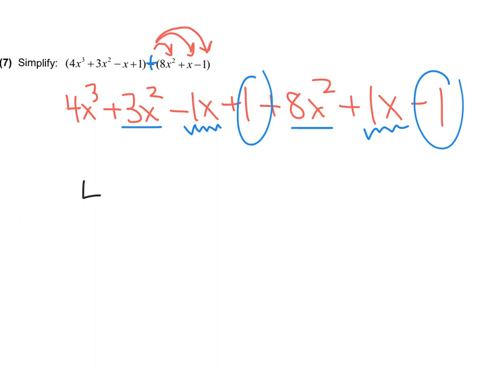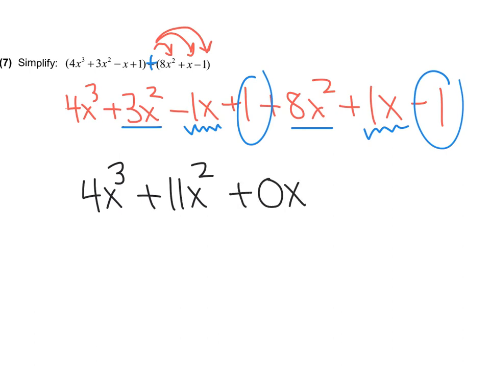So we have a 4x cubed. Now let's add these squares. We have 3 of those plus 8 of those is plus 11 of those x squares. Now we're going to add the x's. Wait a minute. I have a negative 1x plus 1x. I have 0 x's. So you don't have to write this. I have 0 x's. And then 1 minus 1 is 0. So you don't have to write this, but our final answer is 4x cubed plus 11x squared. That's it. That's our answer.